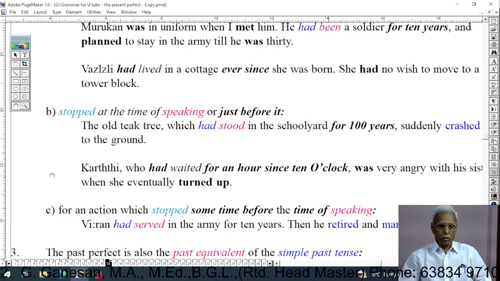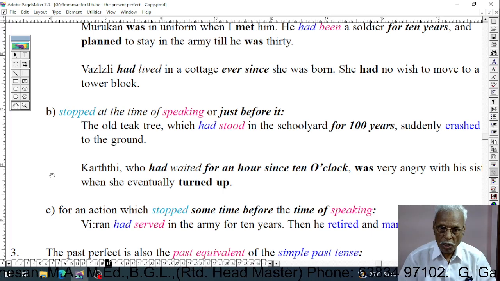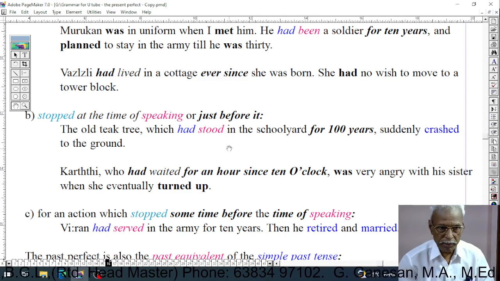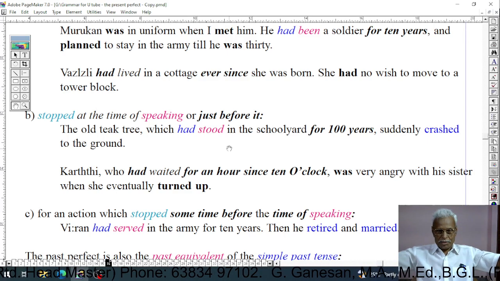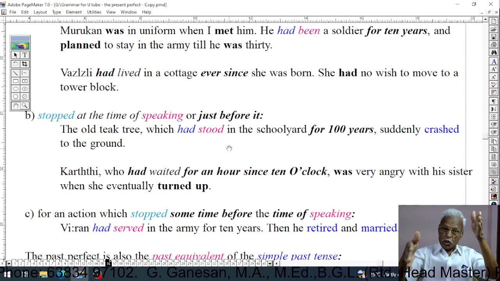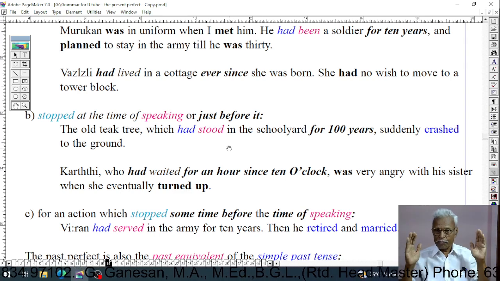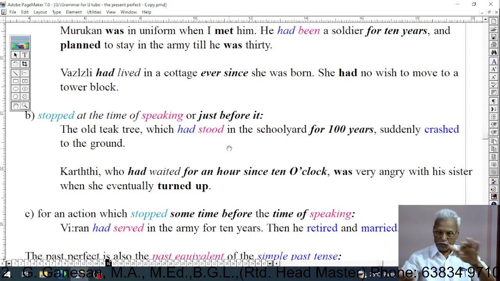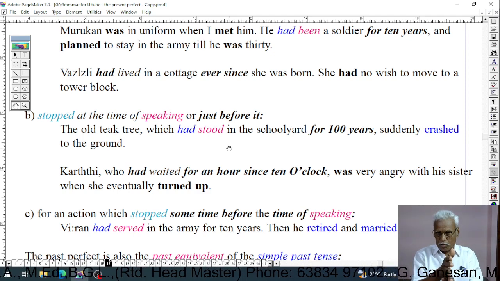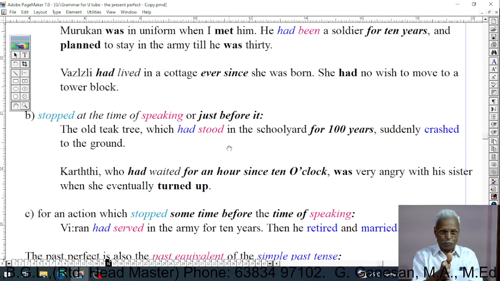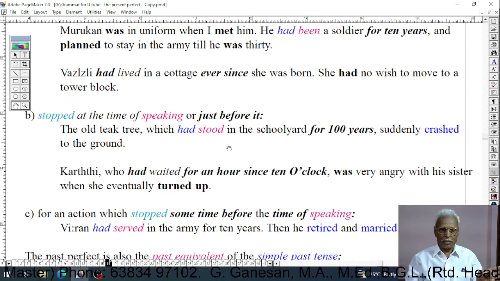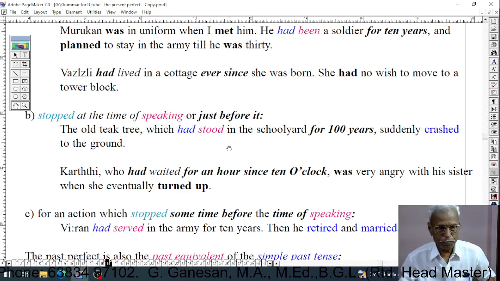You see, the old teak tree which had stood in the schoolyard for 100 years suddenly crashed to the ground. 100 years is a large duration. The tree suddenly fell down. So the action stopped: at the time of speaking, the tree had fallen, either at the time of speaking or just before it.